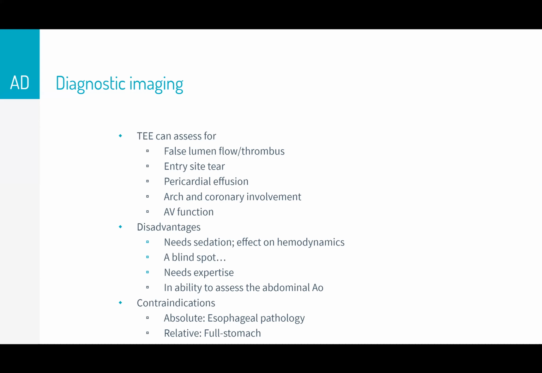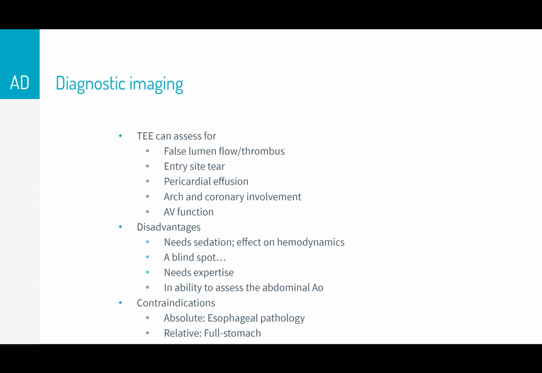Also, one of the disadvantages is that transesophageal echo has a blind spot. The location of that blind spot is near the distal part of the ascending aorta and the proximal part of the arch of the aorta. The reason for that is because the right main bronchus is over these structures. And we know that air is the enemy of ultrasound. So that's why these structures are not accurately assessed by the transesophageal echo.